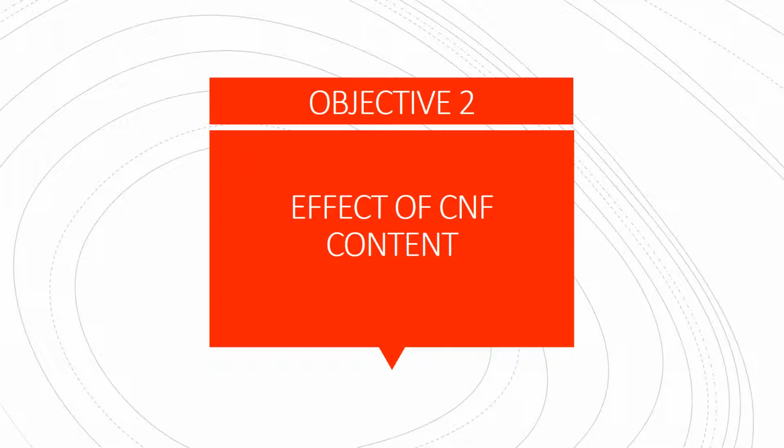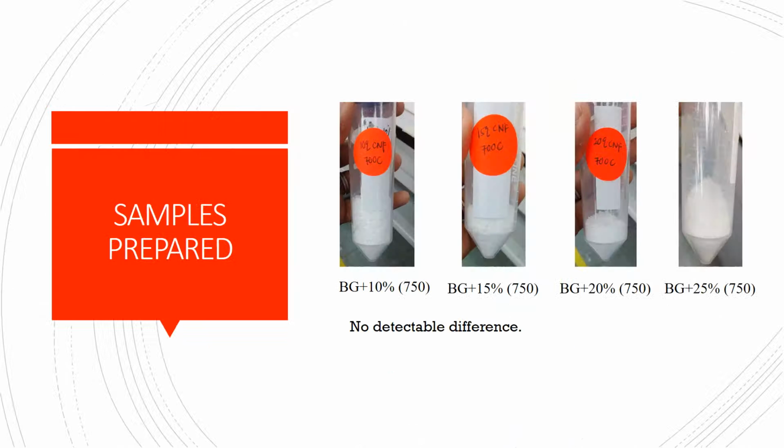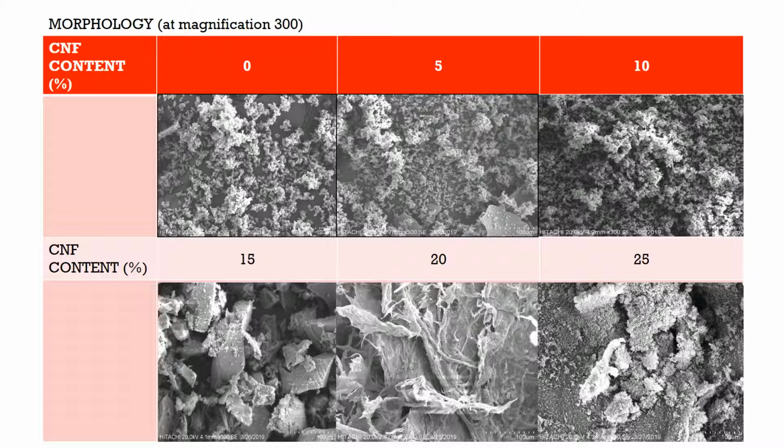As for the effect of CNF content under the second objective, we observed that there were no detectable differences among all of the prepared samples. Secondly, for the morphology, it was observed that at 0 CNF content, there was lesser particle dispersion compared to 10% CNF, which had the highest dispersion. However, at 15% to 25%, there was more CNF compared to bioactive glass, and there wasn't an equilibrium of particles.